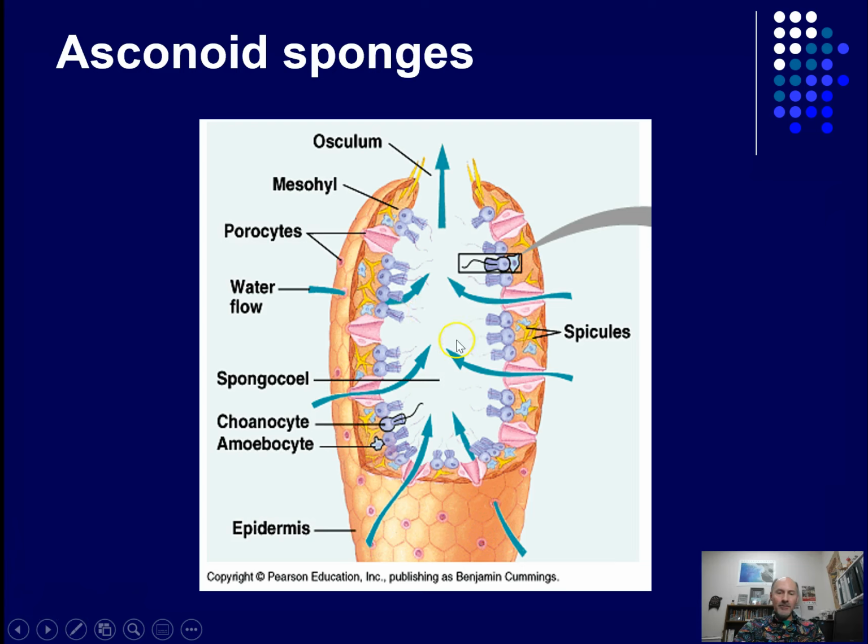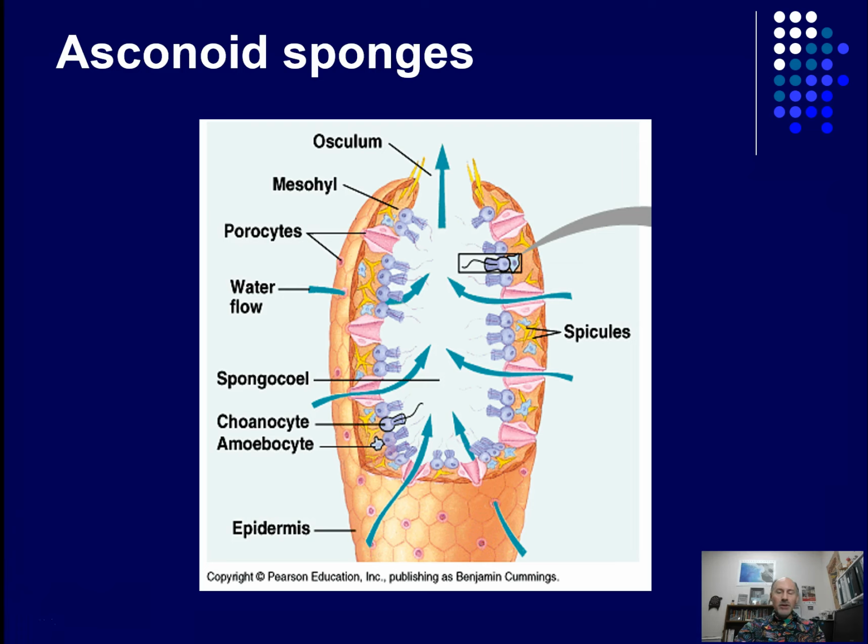And again, all of this is being driven by the beating of flagella of the choanocytes lining the inside of the spongocoel. As all the water gets drawn in, food gets filtered out, and waste products can be excreted into this water as it's flowing away, and then all the water is expelled out through a large opening at the top of the body. This is called an osculum. So you can see that this asconoid sponge is really just a very simple sac-like body. Nothing very complicated about it.